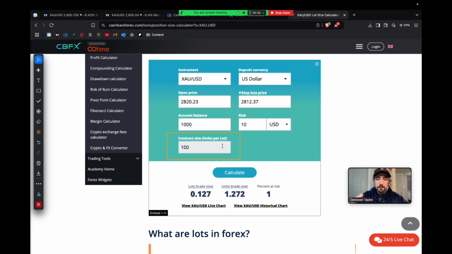It's very easy to do from MetaTrader 4, MetaTrader 5, whatever your trading app is. Just click on whatever the instrument is, gold in this case, and go to details. It'll show you your contract size. The same thing can be said with Bitcoin. The same thing can be said with NAS 100, which is NASDAQ, and US 30, which is Dow Jones.